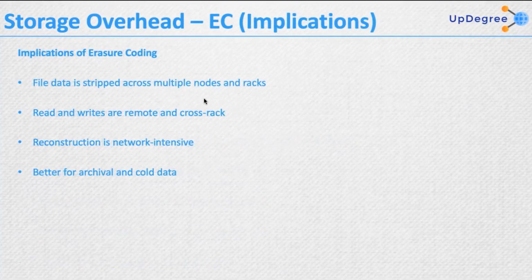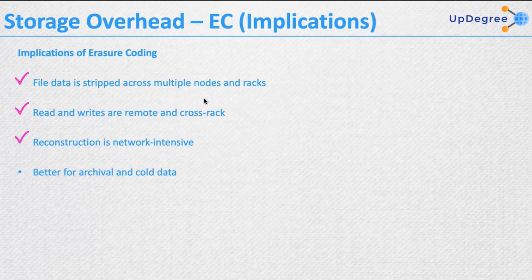So what are the implications? File data is striped, as we already know. That's normal with Hadoop, so I would not consider it a big implication. Reads and writes are remote and cross-rack. Again, Hadoop has been doing this for a long time, so not a major implication.